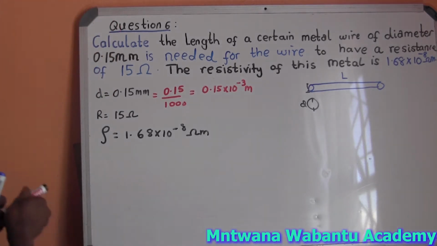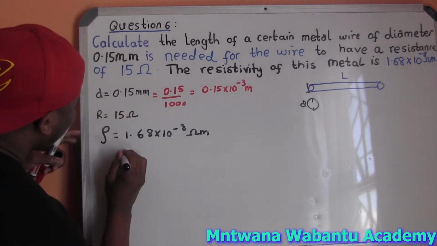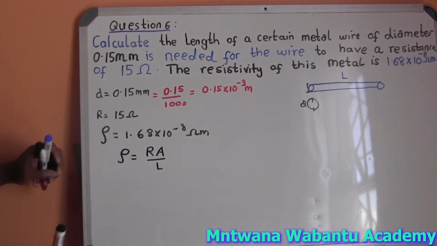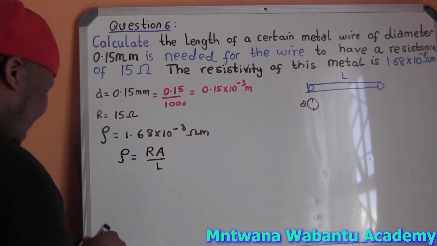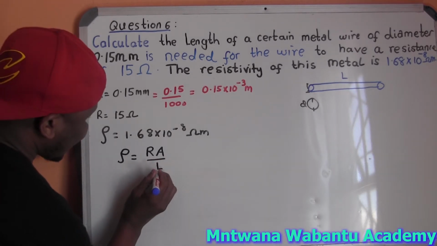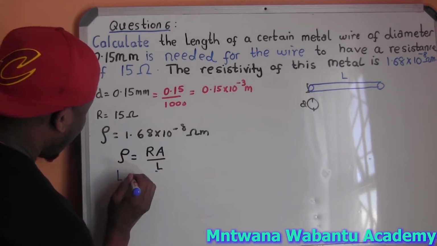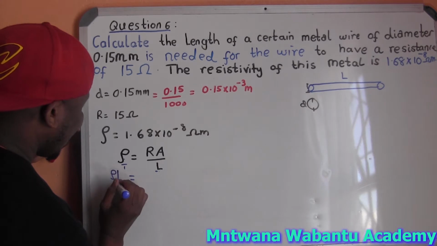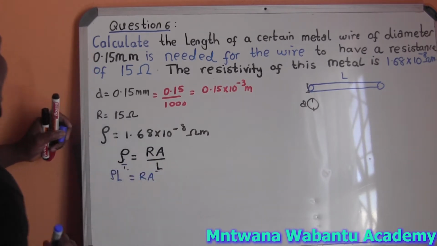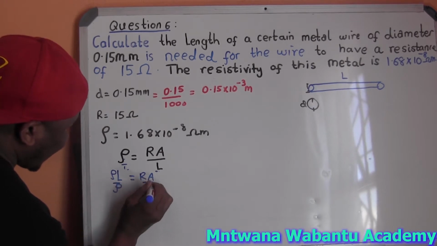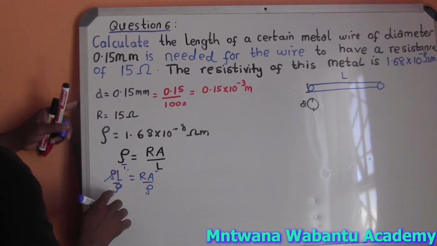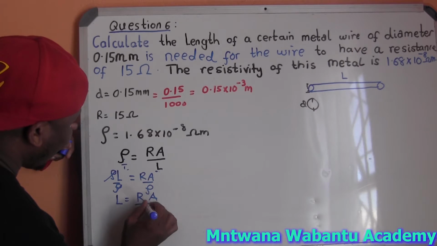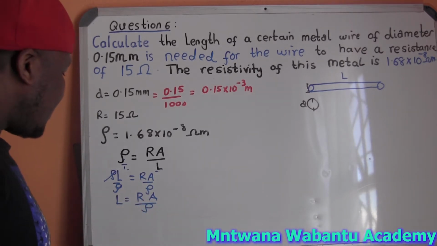To get the length, I'm going to apply the formula of resistivity. The formula says resistivity equal to resistance times the cross section area over the length of the wire. We want to get the length, so I have to make the length the subject of the formula. Resistivity times length equals RA, and then we divide by resistivity. So our length equal to resistance times cross section area over resistivity.